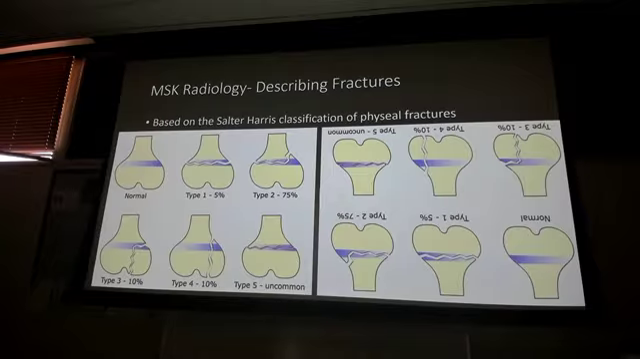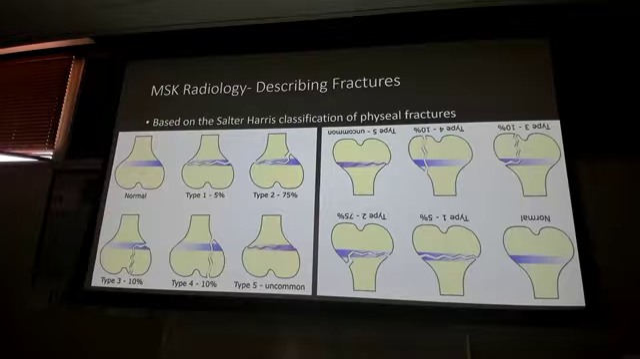So S is slipped. So what that is basically where you have the metaphysis, the epiphysis, the physes is in between, and it slips off one end. Doesn't have to all the way slip, it can slip off just a little bit. It's where the fracture goes through the physes and it's slipped. S is for slipped. Okay?